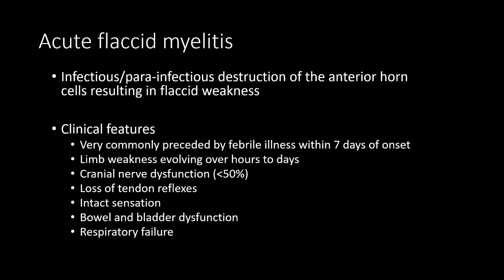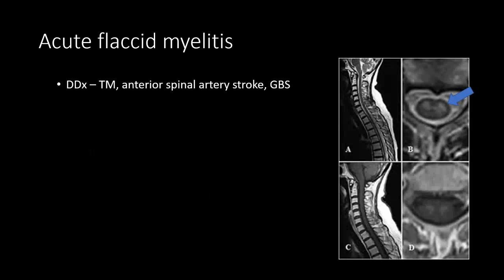Cranial nerve dysfunction happens, but it's not seen in the majority. Most of the time, patients have loss of tendon reflexes when they present. This is a disorder, as I mentioned before, primarily of the anterior horn cells, and so these patients should have intact sensation, but they can have bowel and bladder dysfunction and commonly do progress to having respiratory failure as well. So the differential for this really is transverse myelitis, an anterior spinal artery stroke, and GBS. These are your main differentials.